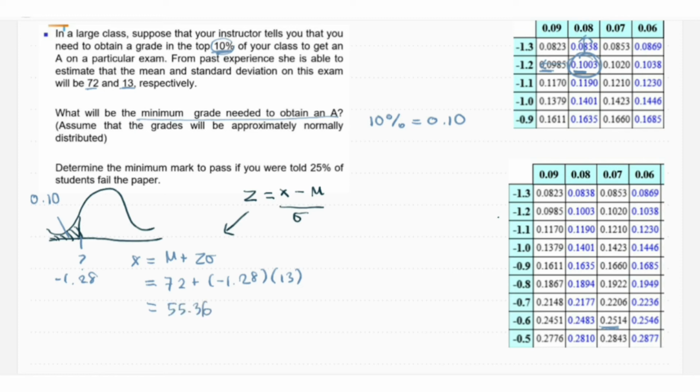So the minimum grade needed to obtain an A with respect to 10% of probability is 55.36. So here is done.